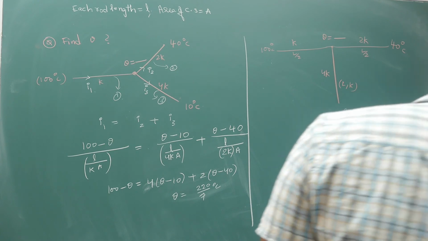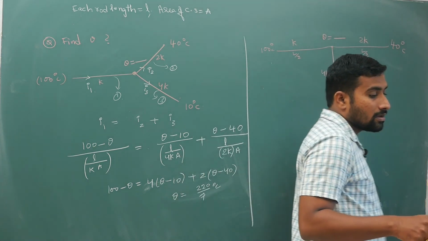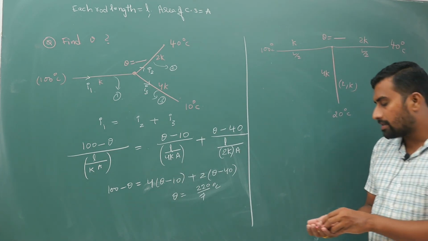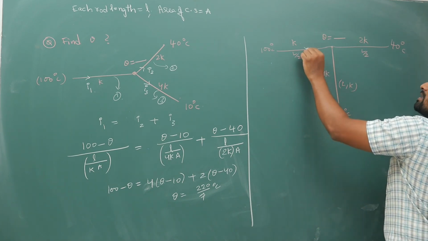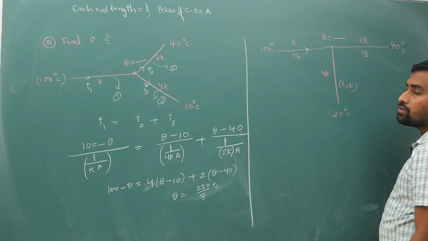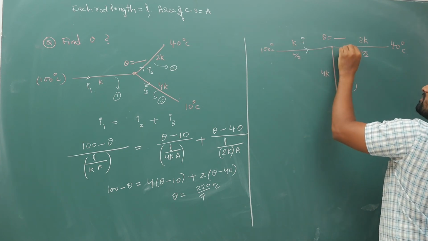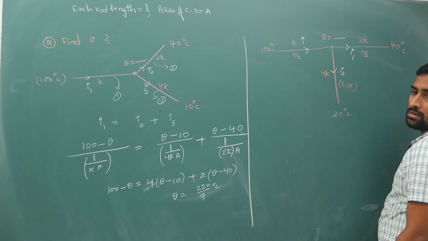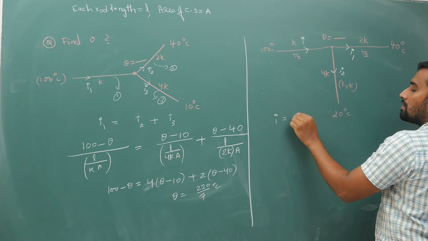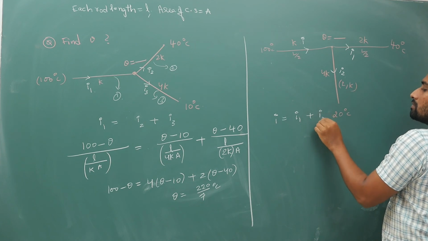Apply Kirchhoff's law, that's all. Now, sir, how do you know the current direction? I'll just say one thing: it flows from high temperature region to low temperature region. So if this is I, this part is I1, this part is I2. So I is equal to I1 plus I2.